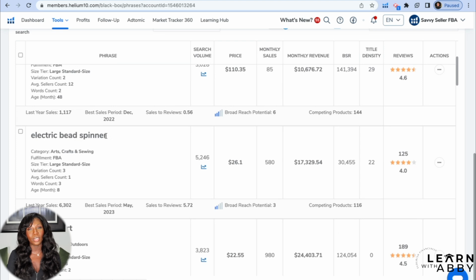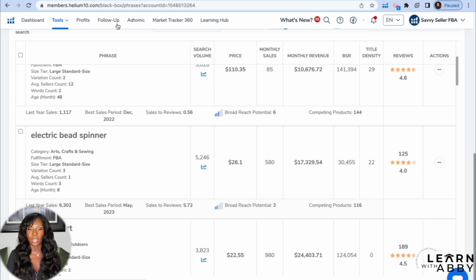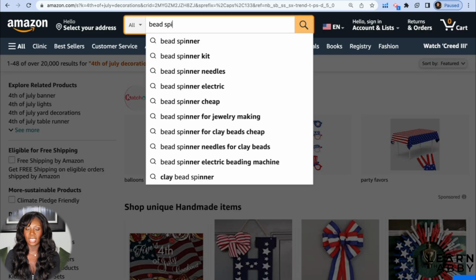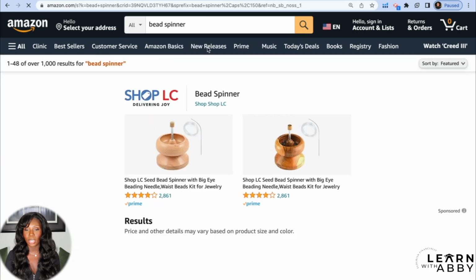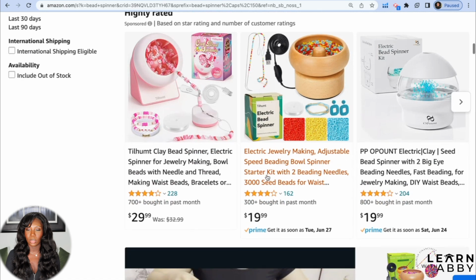Electric bead spinner. I don't like electronic products for first products. You guys know that already, but I'm gonna go ahead and type in bead spinner here. Let's see if they have any that are not electric. Yeah, they do have non-electric ones, it seems.